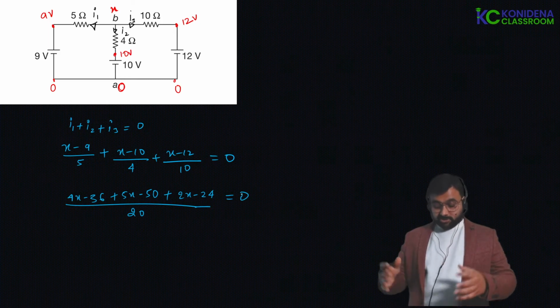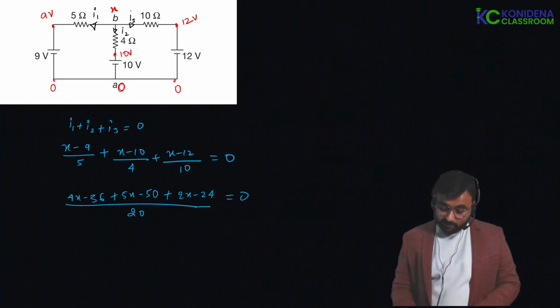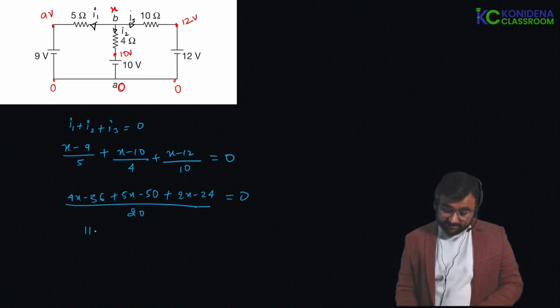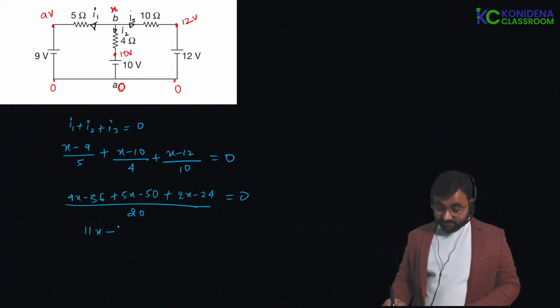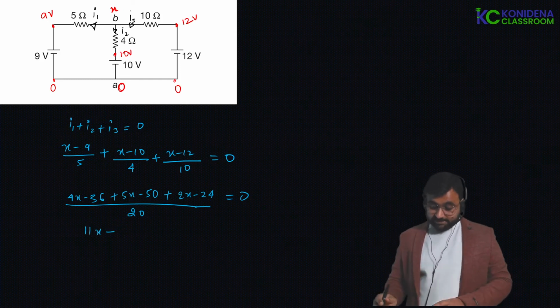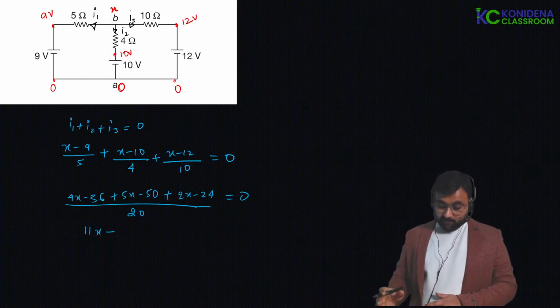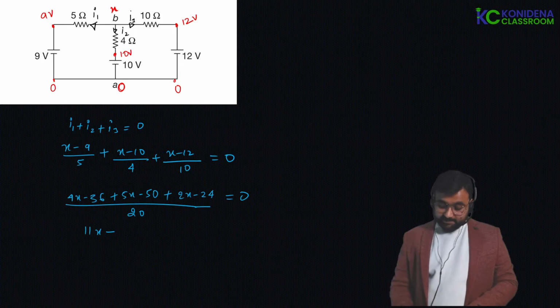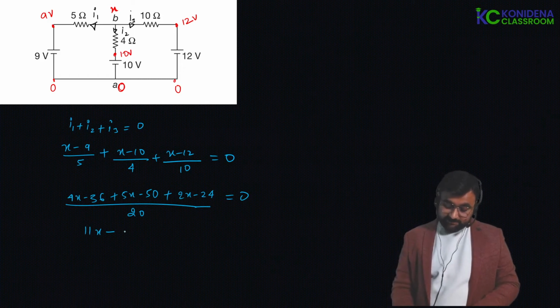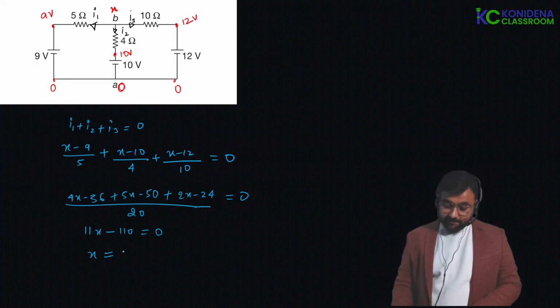So now when you solve this equation, what we are going to get: 4 plus 5 is 9x, plus 2 is 11x. So this is 11x minus how much? This is 36 and 24, 60, and 50, 110. So 11x minus 110 is going to be 0. From here we can easily see this is 110 by 11, that is 10 volt. So the X value we got is 10 volt.